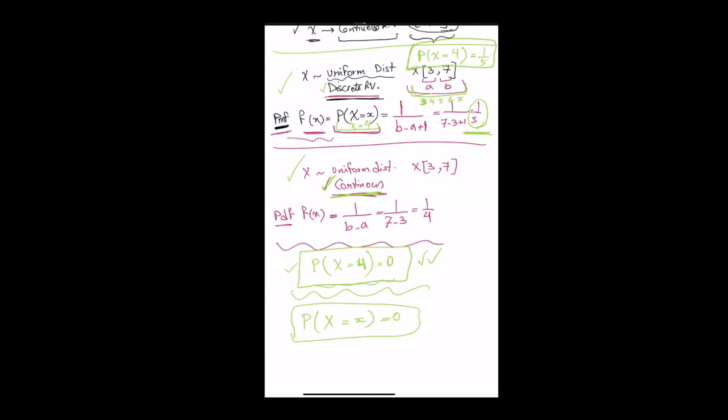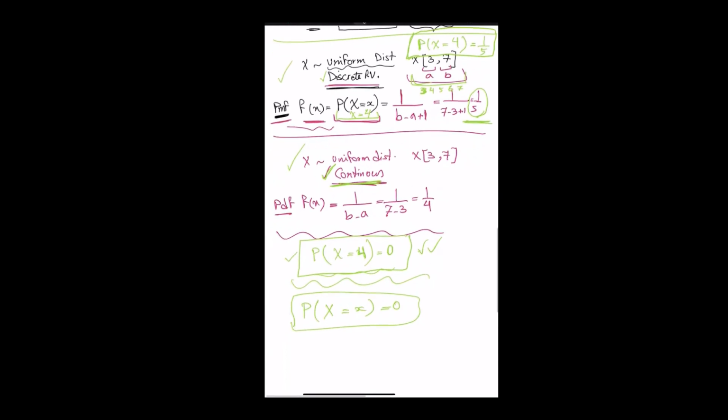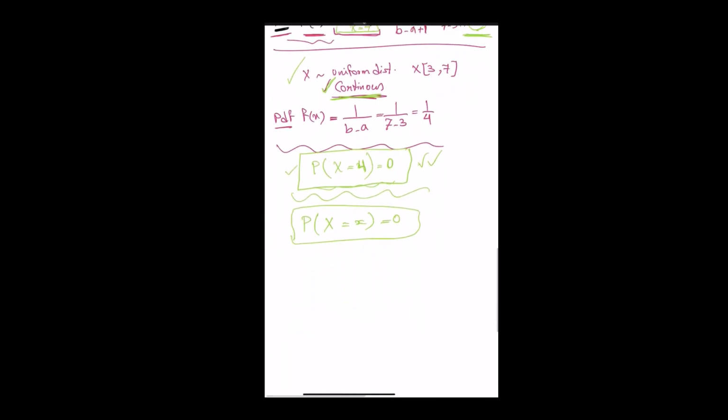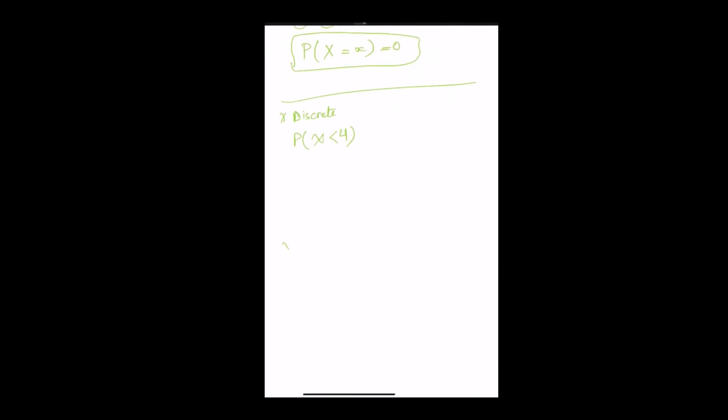Professor, if it was probability of x less than 4, then it has a value, like 1 over 4, for example? Okay, so let's do the calculations for both again. For x discrete, we want to calculate the probability of x less than 4, and then for x a continuous random variable, I want to calculate the probability of x less than 4 too.